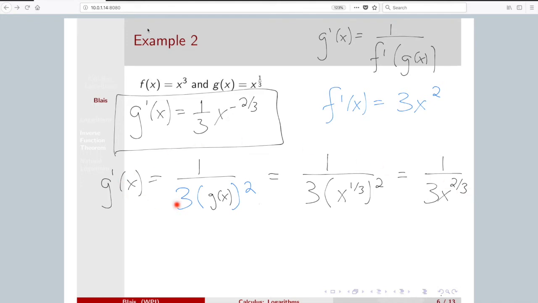So in practice, you wouldn't calculate g prime of x this way if you were asked to do this question, but it illustrates that it actually does sync up with the answer that we would have gotten if we did it in the usual power rule sense.